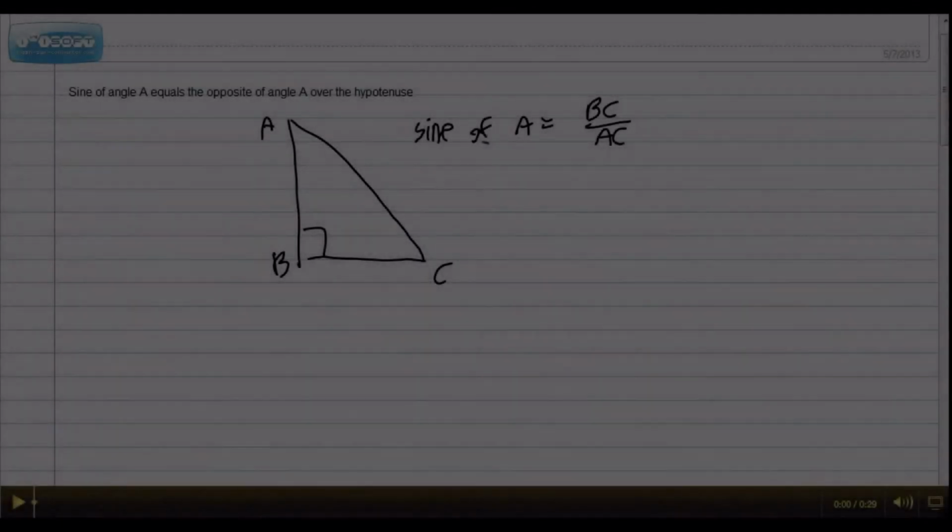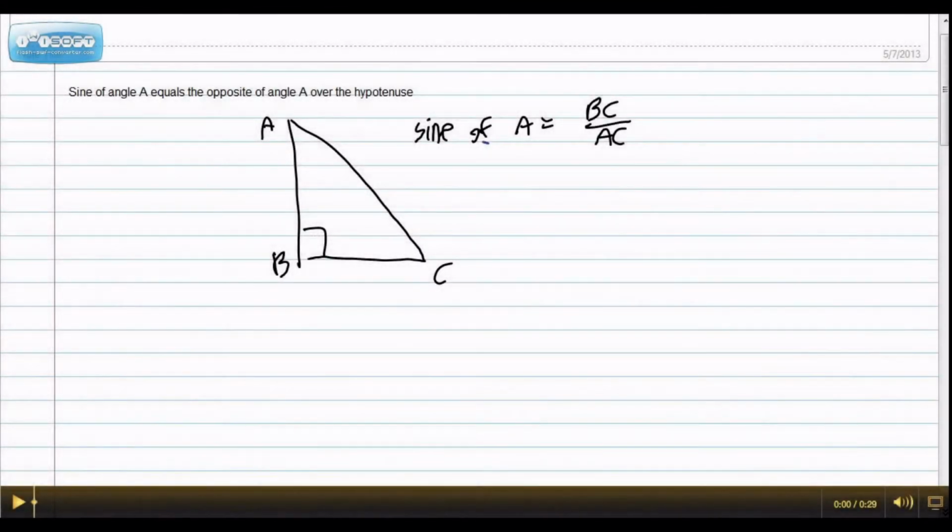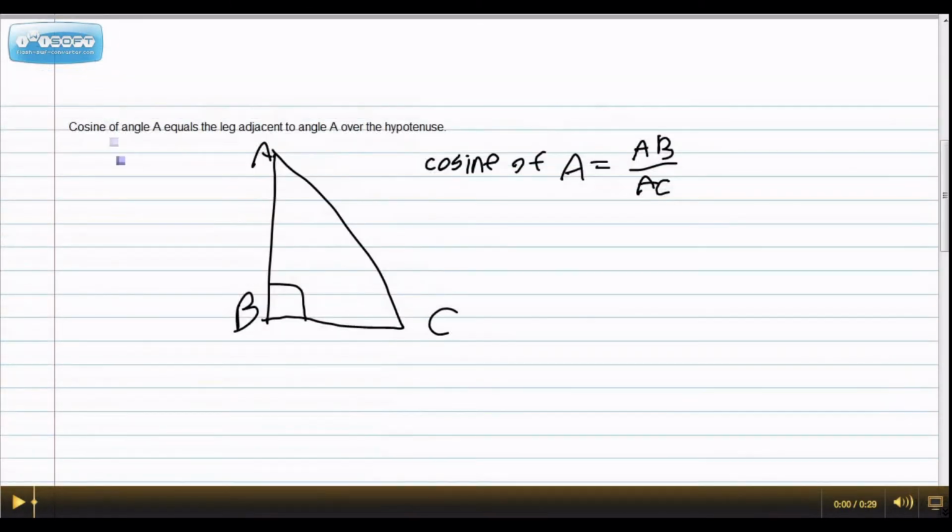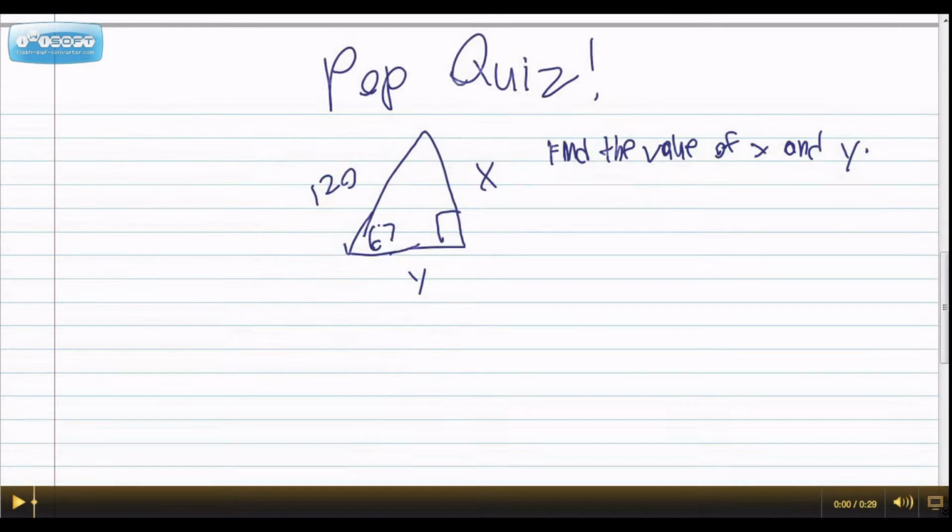The sine of angle A equals the leg opposite angle A over the hypotenuse. This means that in triangle ABC, the sine of A equals BC over AC. Cosine of angle A equals the leg adjacent to angle A over the hypotenuse. This means that in triangle ABC, cosine of A equals AB over AC.